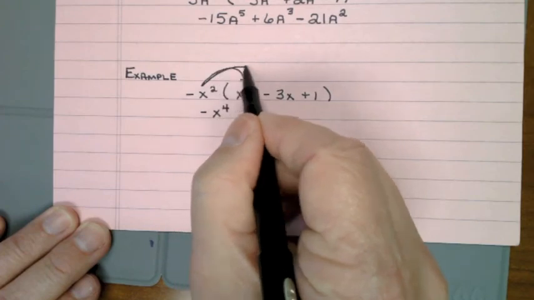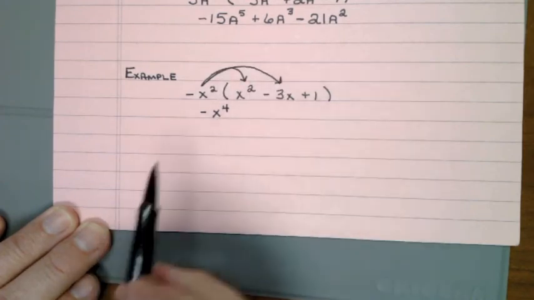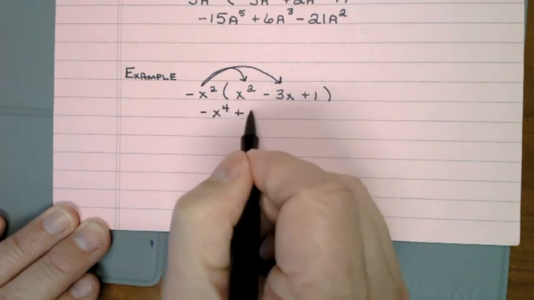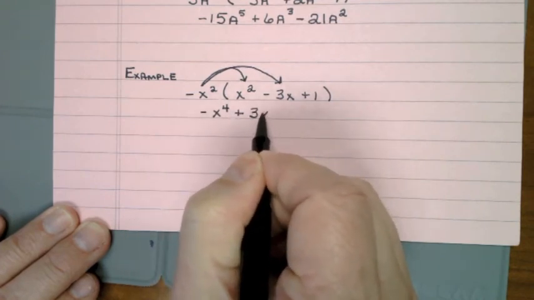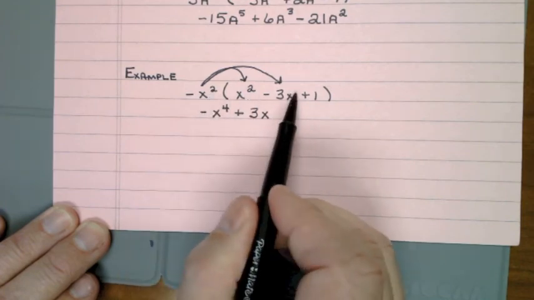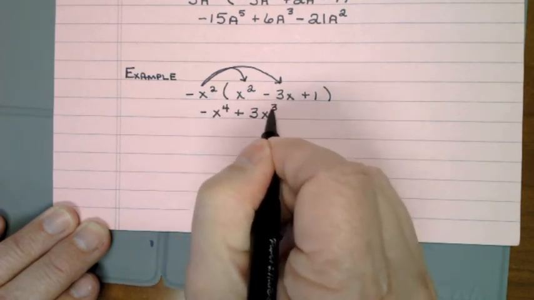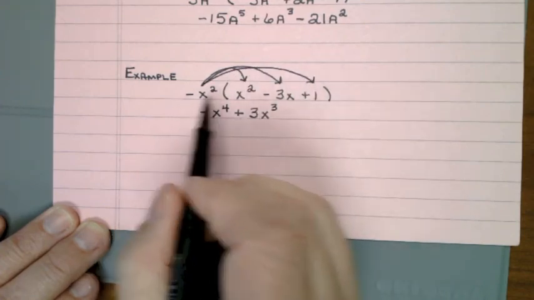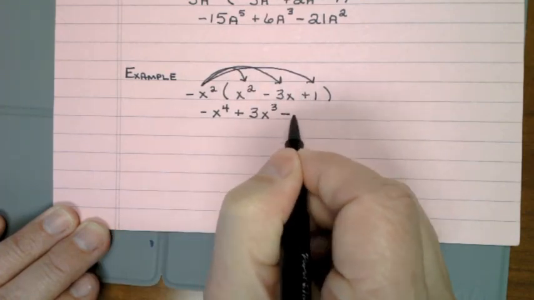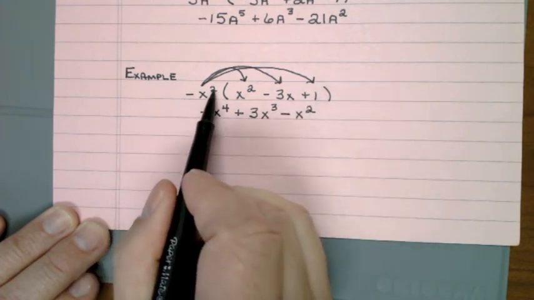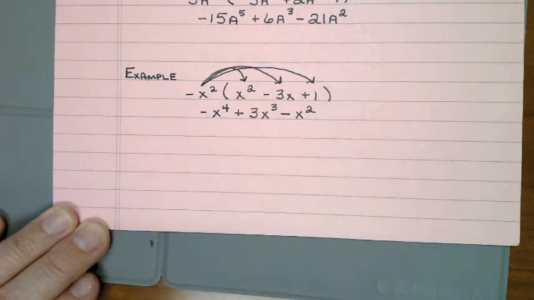Then I take negative x squared and multiply it to this. A negative times a negative is a positive. 1 times 3 is 3. I write down my x and I start adding my exponents. 2 plus 1 is 3. Then I multiply these together. A negative times positive is a negative x squared. Negative x squared times 1 is negative x squared.